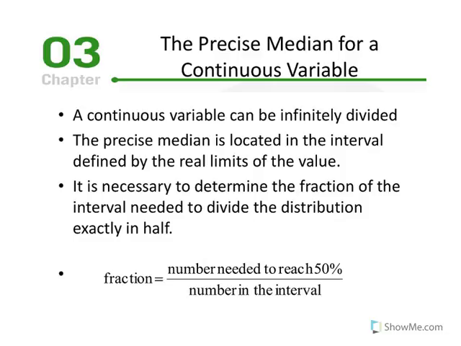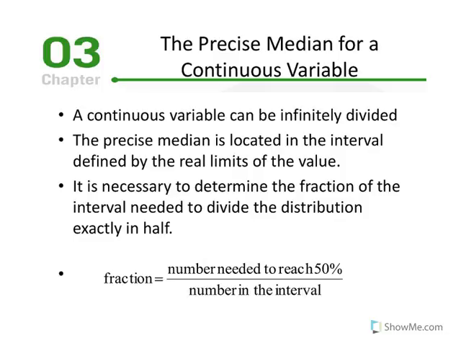So we create these real limits to set boundaries that define a particular value, and we're going to use those real limits and our understanding of intervals to identify the exact x value that splits a distribution in half when we're working with a continuous variable. So again, it's necessary to determine the fraction of the interval needed. We're going to partition off frequencies in a manner which will leave us at an x value on the abscissa that splits a distribution in half, with equal numbers of scores above and below. So we're going to partition off a frequency so we can find that precise center of a distribution when we're working with a continuous variable.